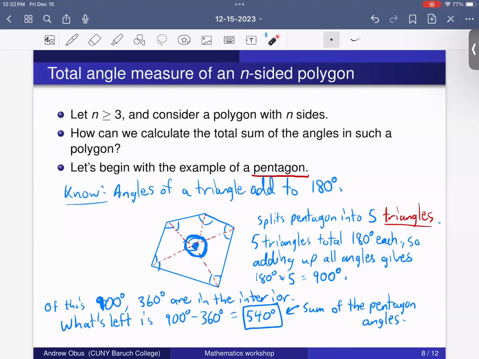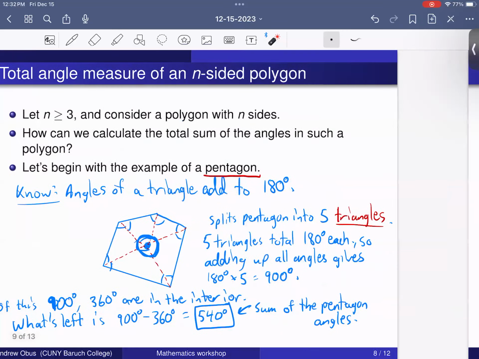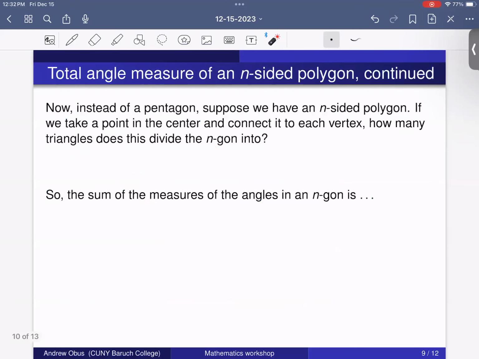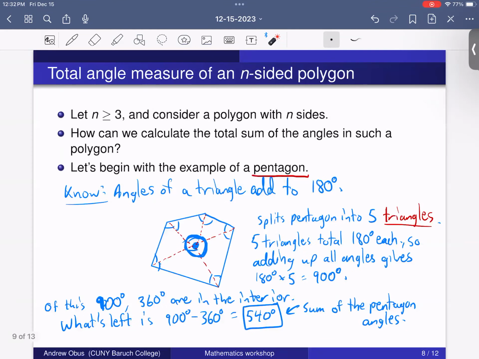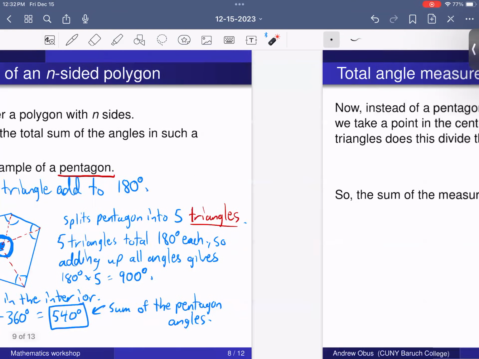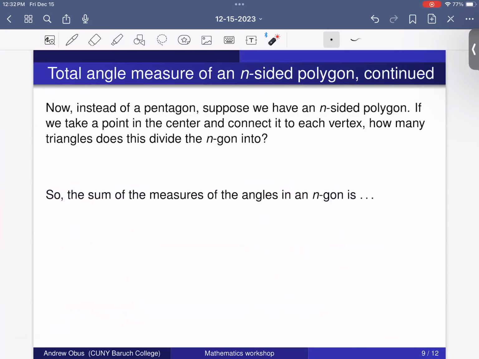Okay. So this is how we do it. Let's talk about this in general. What happens if instead of a pentagon, we have an n-sided polygon? If we take a point in the center and connect it to each vertex, just like what we did over here, well, for a pentagon, we got 5 triangles. So in general, we're going to get n triangles. So this is going to divide the n-gon into n triangles.